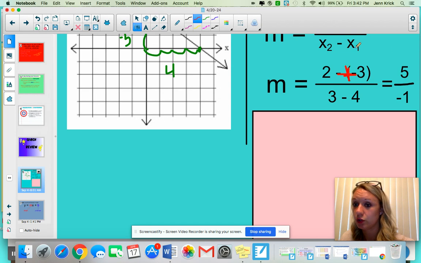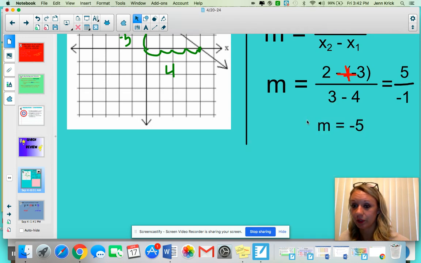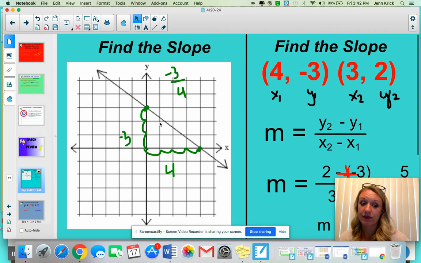And I know 2 plus 3 is 5. 3 minus 4 is a negative 1. Now when you simplify that, 5 over negative 1 just simplifies to negative 5. Okay, so you can find slope from a graph, and you can find slope from 2 coordinate pairs.